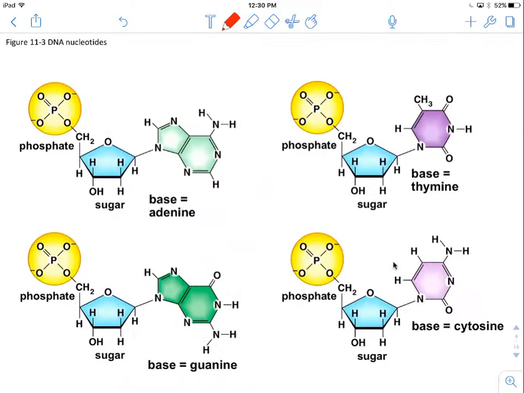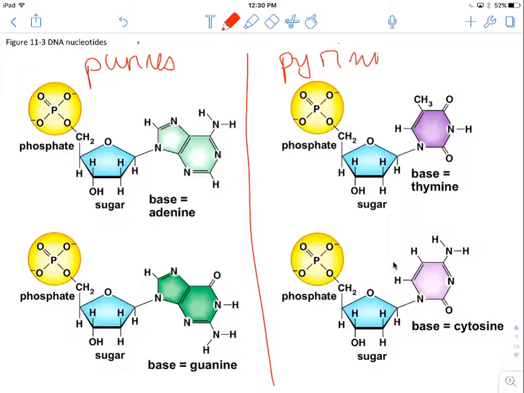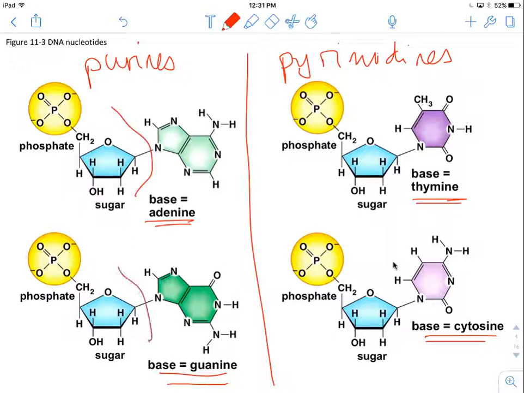Okay. Here they are again. So these are my purines over here. And over here are my pyrimidines. And you'll notice the pyrimidines have a nitrogenous base of 1 ring. Okay. And for the purines, the nitrogenous base is made of 2 interconnected rings. Other than that, the 4 are the same. The sugar and phosphate part is exactly identical.